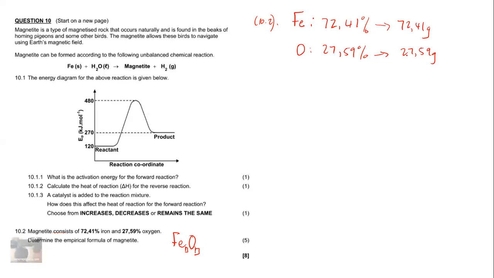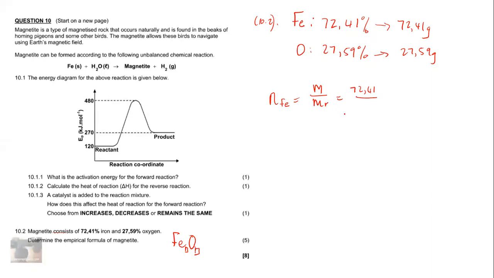Okay. All right. So now this is what we are going to do. We are going to determine the number of moles, which gives the subscripts over here for Fe and O. But how are we going to do that? Now, let us start with Fe. How do we determine the number of moles of Fe? Because we have mass, we're going to say mass over molar mass, right? So the mass of Fe, converted from percentage into grams, is 72.41 grams, divided by the molar mass of Fe from the periodic table.